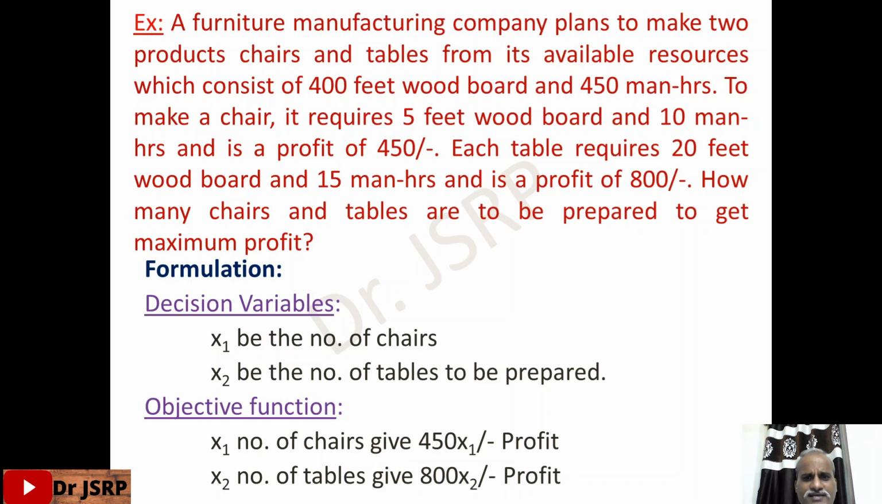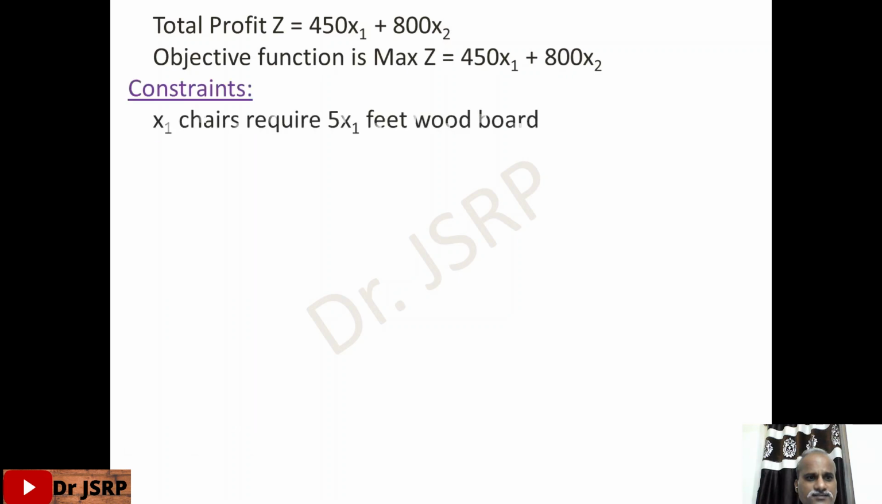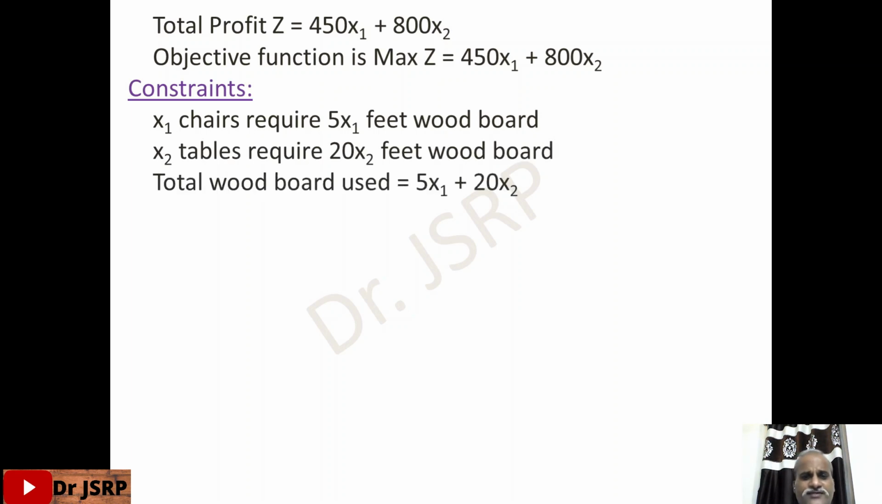Similarly, one table requires 20 feet wood board. So x2 number of tables require 20 x2 feet wood board. So the total wood board used is the sum of these two, 5x1 plus 20x2. x1 chairs require 5x1 feet wood board, x2 tables require 20x2 feet wood board. So the total wood board used is 5x1 plus 20x2, based on the decision variables.